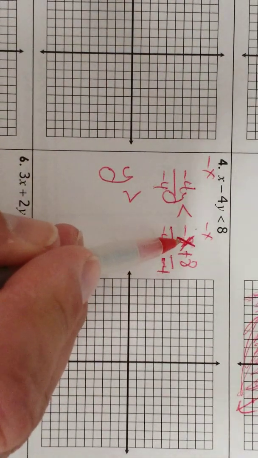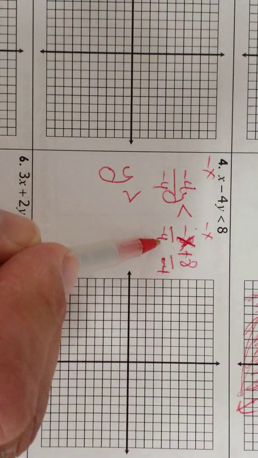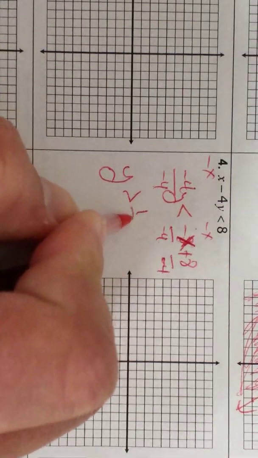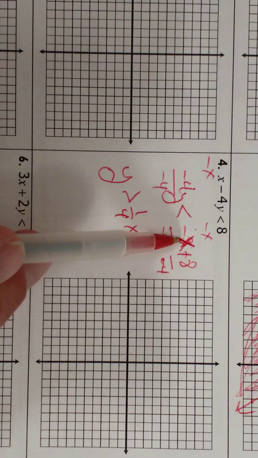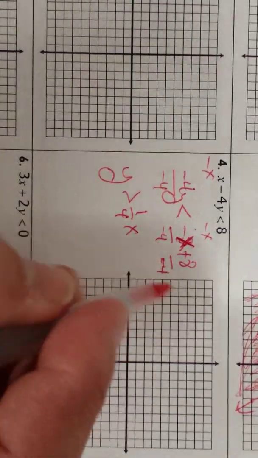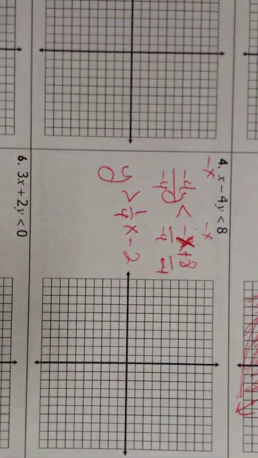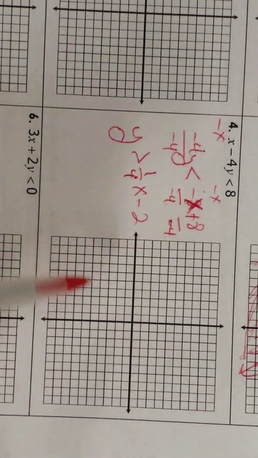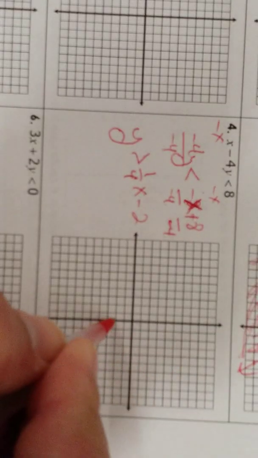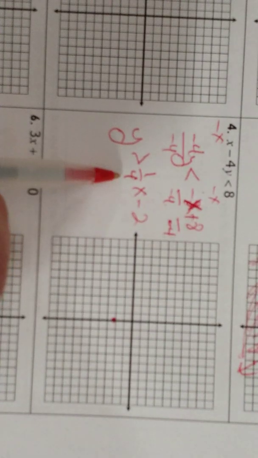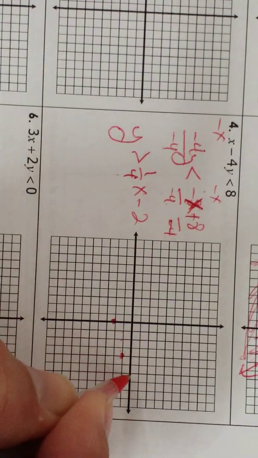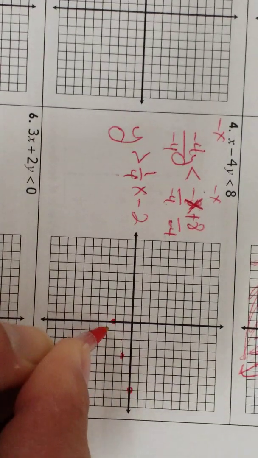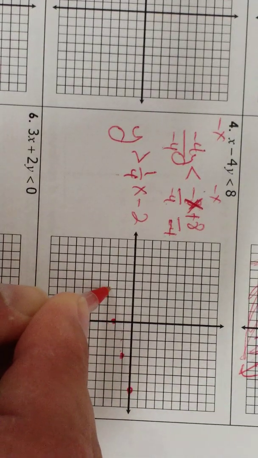Negative 1x over negative 4 cannot divide. Negative 1 over negative 4, but a negative divided by a negative is a positive. So I'm going to leave that as 1/4 x instead of -1 over -4. This divides to be -2. Now it's in slope-intercept form. I'm going to begin at -2. And from there, I'm going to go up 1 and right 4, or I can go down 1 and left 4.